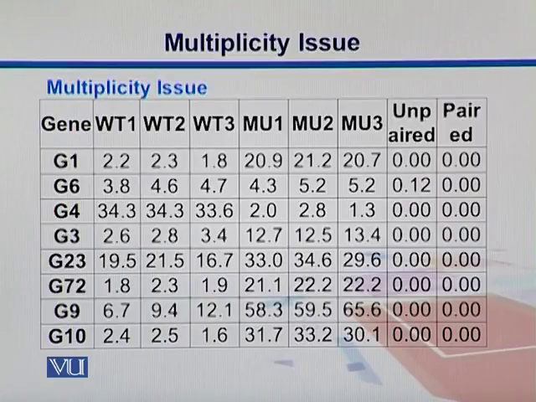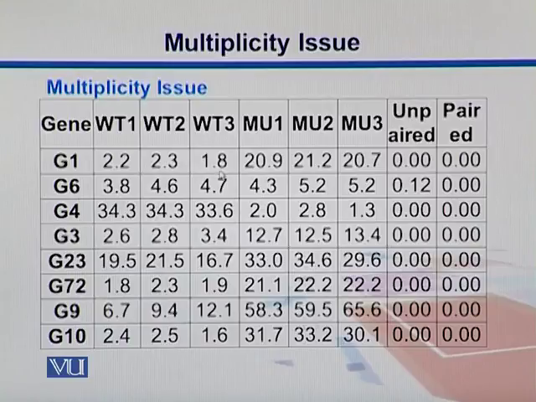So we have gene 1, wild type 1, 2 and 3 versus mutant 1, 2 and 3. If we throw it as an unpaired t-test, remember guys, Excel gives us the p-values over here. The p-value is 0.00. In a paired test, again it's 0.00. So this p-value is less than alpha, less than 0.05. So there is a significant difference of expression between the wild type and the mutant.